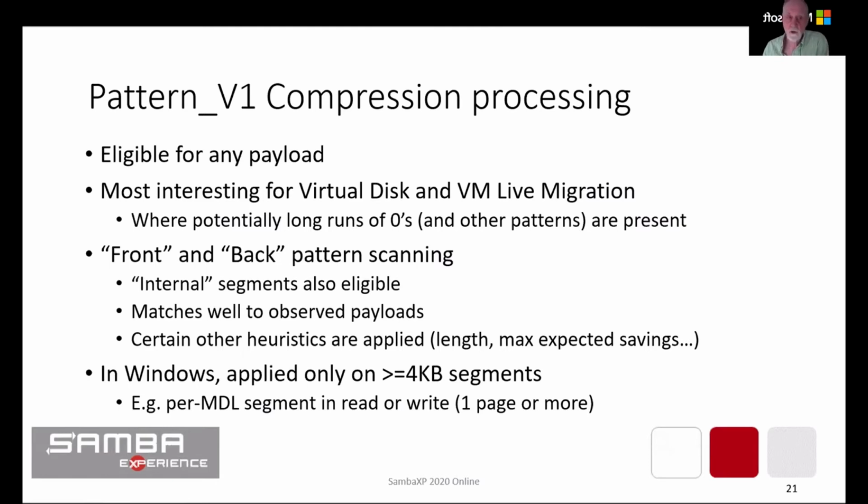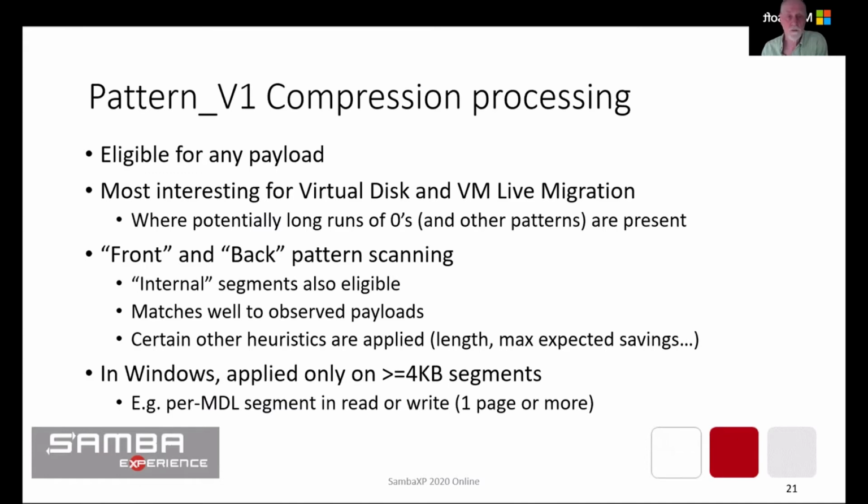And one other thing to note, in Windows, they're applied only on segments greater than or equal to 4 kilobytes. Basically, in SMB, we get a list of pages. It's called an MDL, a memory descriptor list. And that memory descriptor list, typically for the bulk data, is a list of pages. And we will inspect only that payload. We don't even bother to look at the header. It's not worth compressing the header. It's usually small. It's usually very irregular.